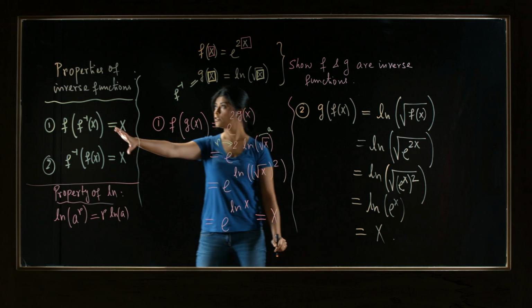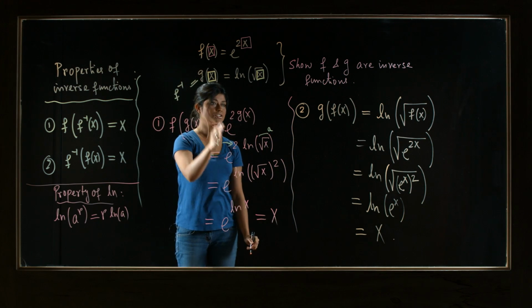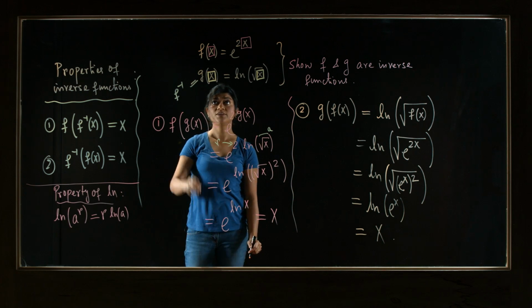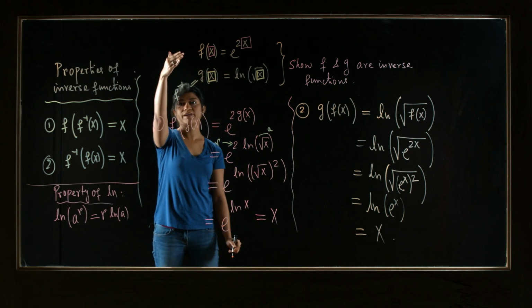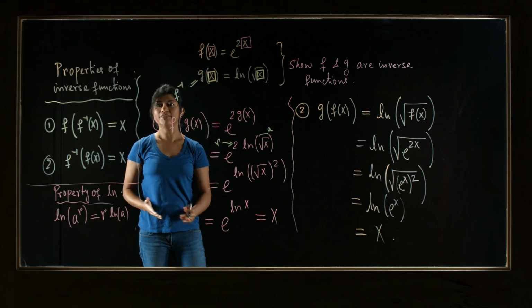So both properties of inverse functions are satisfied by f and g. Hence we can conclude that g is the inverse of f. Otherwise you can say f and g are inverse to each other.